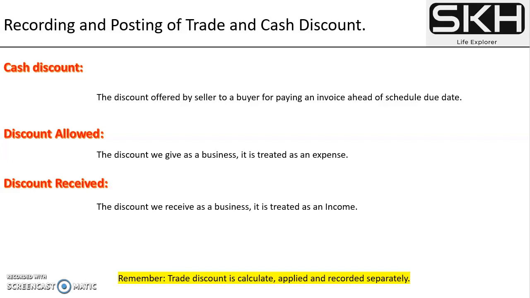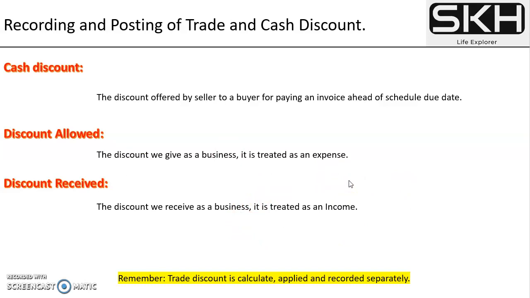A simple way to remember that: the discount which is given or received at the time of payment or receipt. So the first is discount allowed. This is the discount that we give to our customer, so it is treated as an expense. And the second one is discount received. This discount we receive from our supplier, and this is treated as an income.